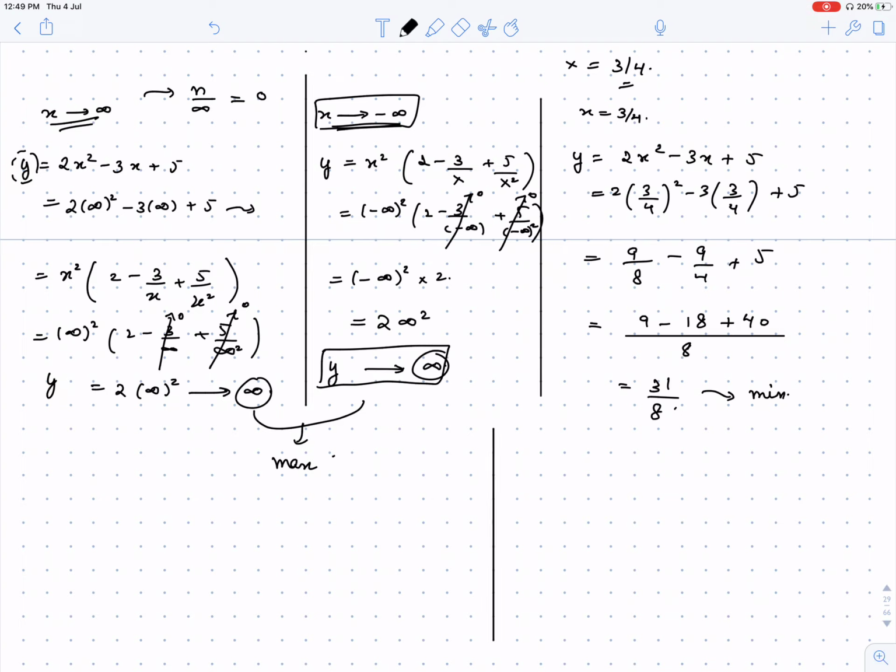For graph, I'll take this axis as the x-axis, this axis as the y-axis. This is minus x. You can also draw minus y. I know this is not going to be used since my minima is 31 by 8, so I have not drawn much about minus y. But if you want, you can draw it.